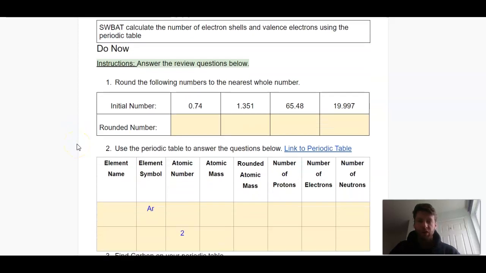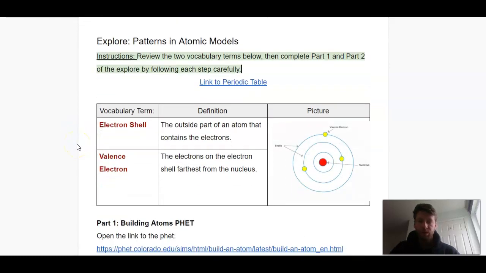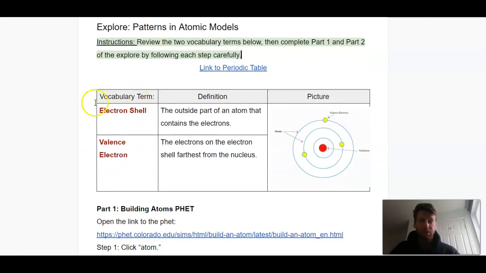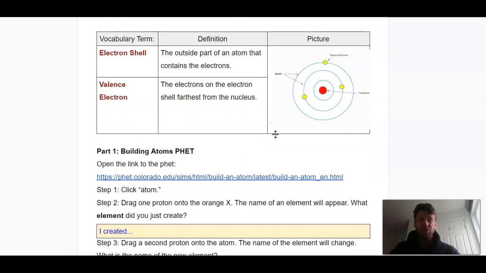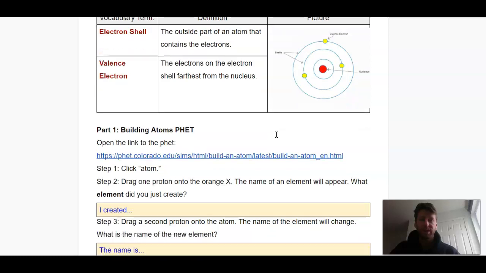So you should have already finished the do now, which is review. You should have done the explore section, reviewing the definitions of electron shells, which are these circles outside of the nucleus, and valence electrons, which are the electrons on the shell furthest from the nucleus. The two key vocabulary that you saw last week, but we wanted to make sure you understood today.